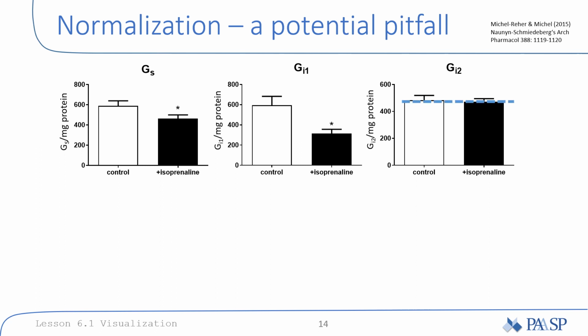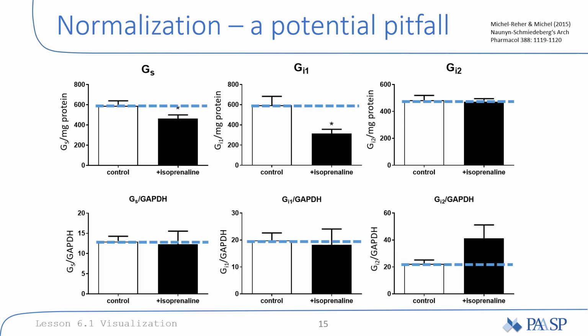In the example shown here, the abundance of several G protein alpha subunits was measured at the protein level. First, without using GAPDH as a loading control for normalization, as shown here. For the GS and the GI1 phases, it looks like the expression of G protein alpha subunits was reduced, in contrast to the GI2 phase. After that, data were then normalized for GAPDH, as shown here in the bottom row.